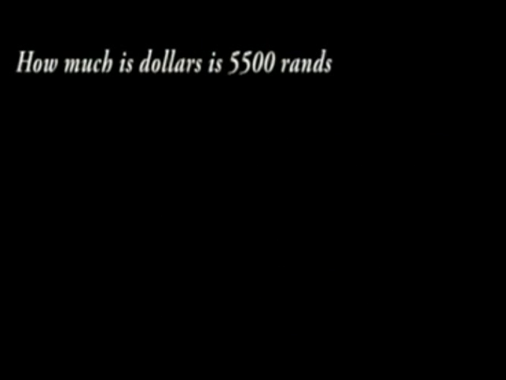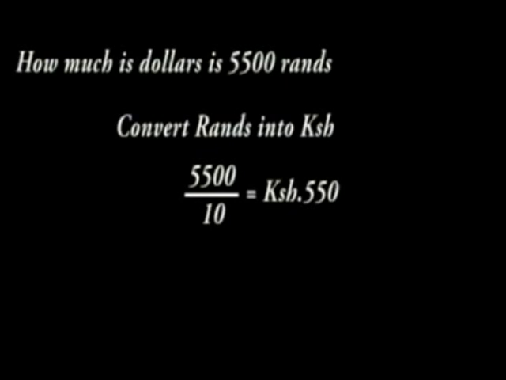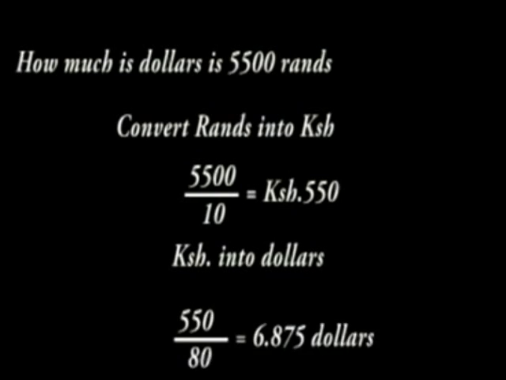How many dollars is 5,500 rands? Again, there is no direct exchange rate between the US dollars and the rands. So we first convert the rand into Kenya shillings. So we have 5,500 over 10, which gives us 550. We now convert the Kenya shillings into dollars by dividing by 80, and we have $6.875.